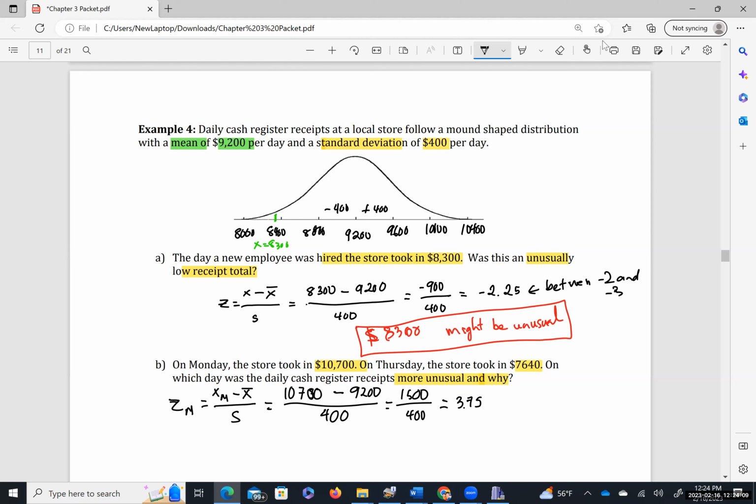I mean, this clearly is greater than 3. If it is unusual, absolutely. But because we are comparing, we need to find the z-score of the income on Thursday also. Right. So please pause the video and do the z-score for Thursday and check with my answer. So pause now.